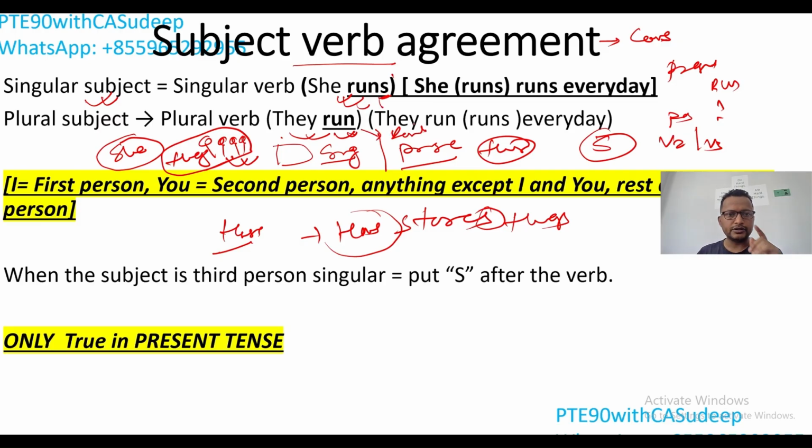So what you need to understand is this is only true in the present tense, and in the present tense, if the third person is singular, put s after the verb. If not, then you don't need to put s. That's the only concept, guys. Remember, this is only true in present tense, and the noun should be singular. So that third person noun should be singular. What is third person? Anything except I and you is third person. Okay, so this is the concept.